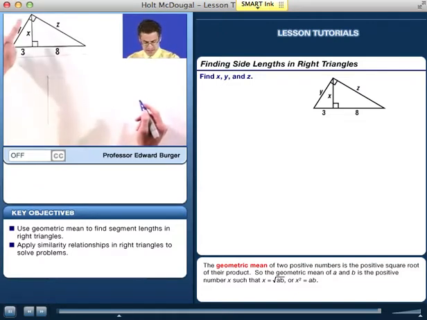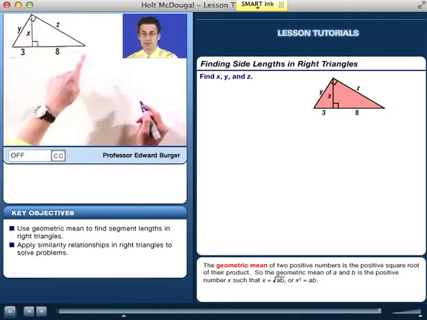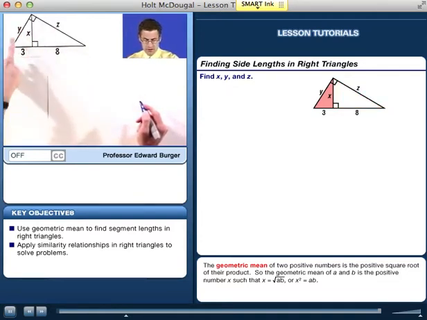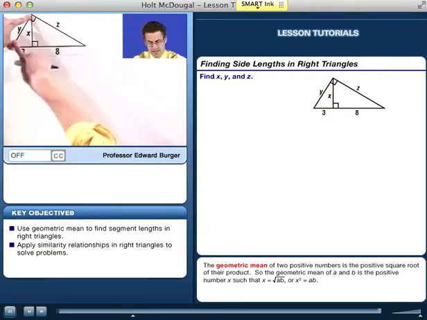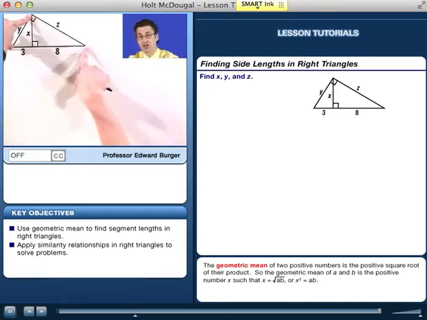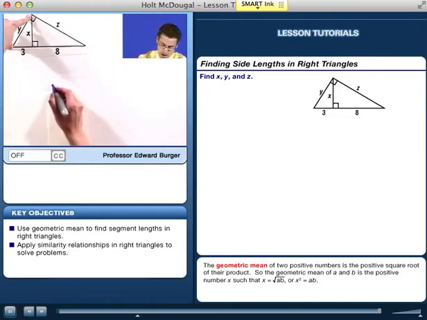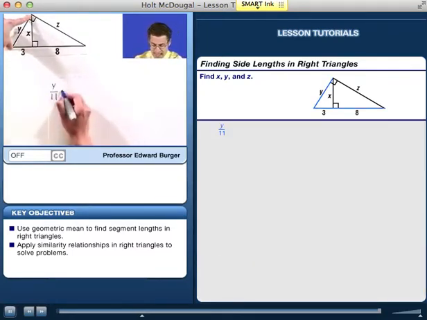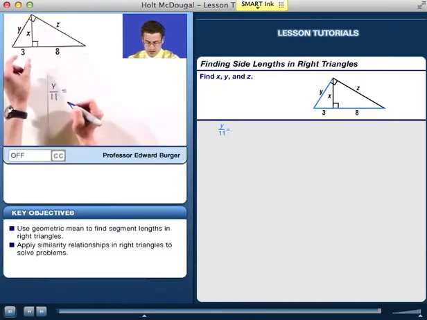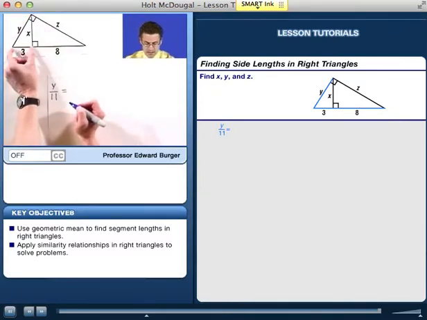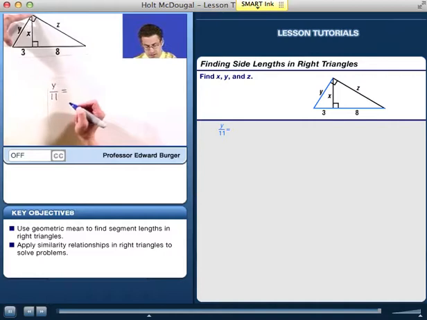Well, let's see. Since this triangle right here, the large triangle, is similar to this small triangle, then ratios of corresponding parts are going to be equal. So looking at the whole triangle here, this leg is to the hypotenuse, so that means y is to the hypotenuse, 11, as the little leg here is to the hypotenuse of this little triangle. So that means 3 is to y.